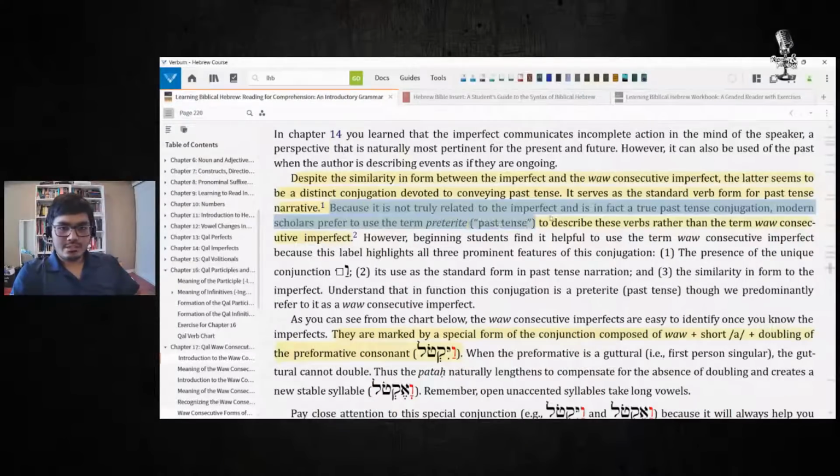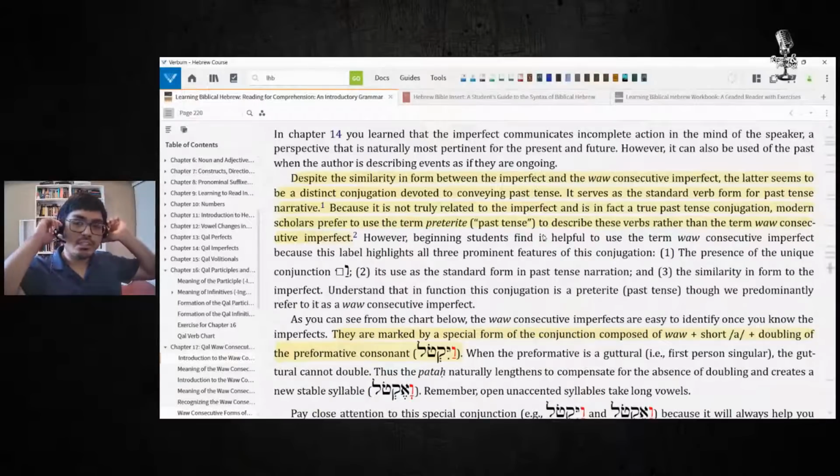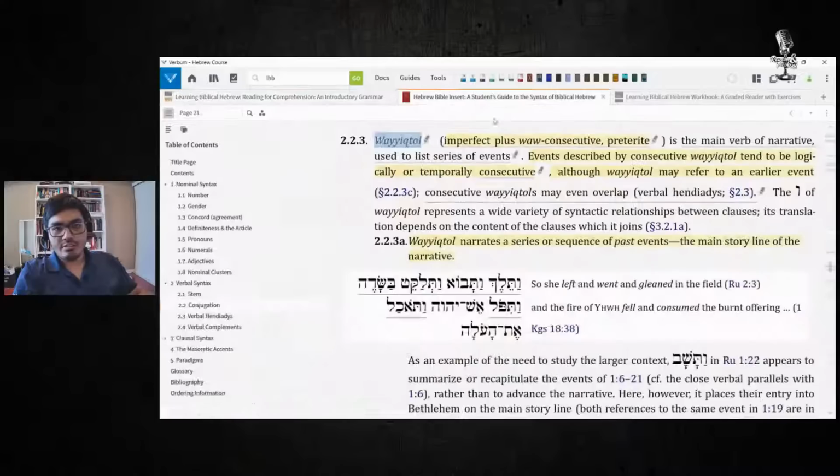Now, because it's not truly related to the imperfect, it is in fact a past tense conjugation. Modern scholars prefer to use the term preterite to describe these verbs. So that's another word you'll sometimes hear, preterite. So you can call it a bunch of different things. You can call it a verb consecutive imperfect, you can call it a preterite, or you can call it a Viktor.